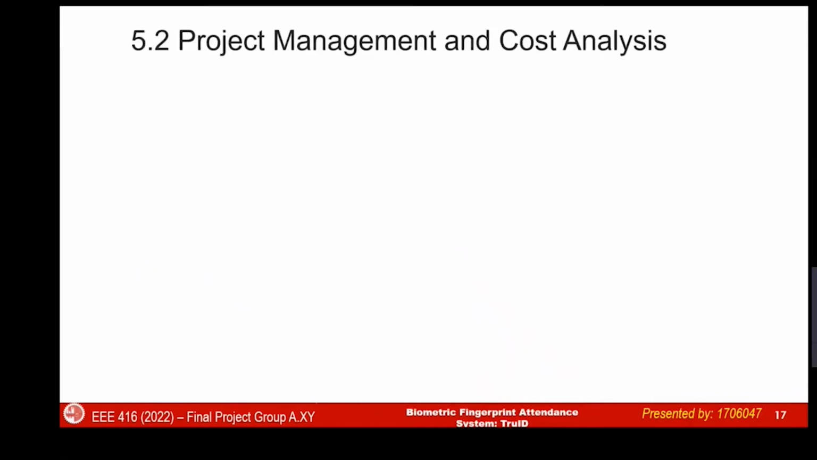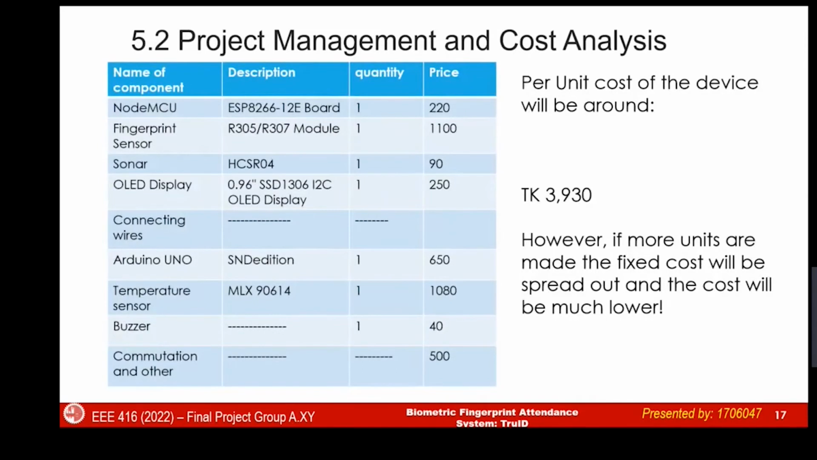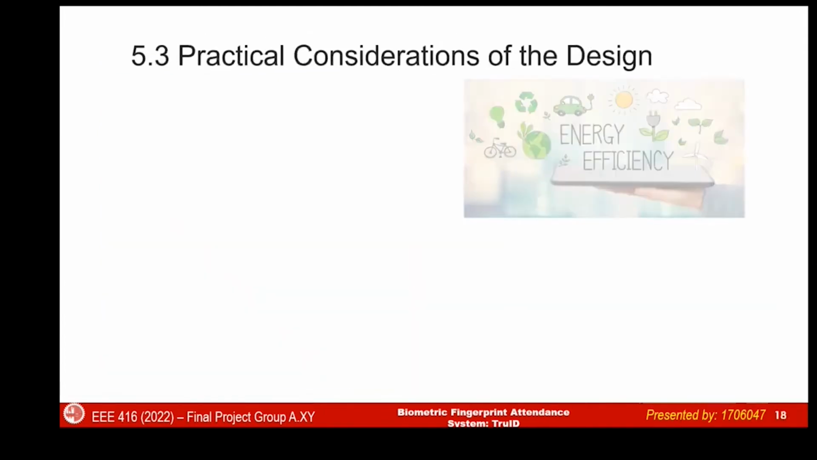Let us look at the cost analysis of our project. The table shows us the basic components that were used and their prices. And upon calculation, we see that the per unit cost of our project is just under 4,000 taka. However, if more units are produced, the fixed cost will be lower because it will be spread out, and the per unit cost is supposed to come down.